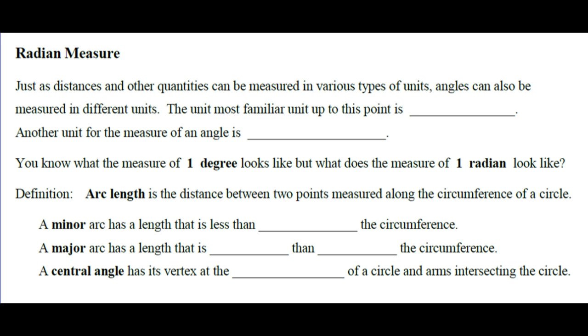All right, anyways, the unit most familiar up to this point is degrees. And now we're going to do radians. And you got to memorize your unit circle. Not yet. We'll get introduced to it today, then I'll show you different ways to remember it. You know what the measure of 1 degree looks like, right? Pretty small. But what does the measure of 1 radian look like?